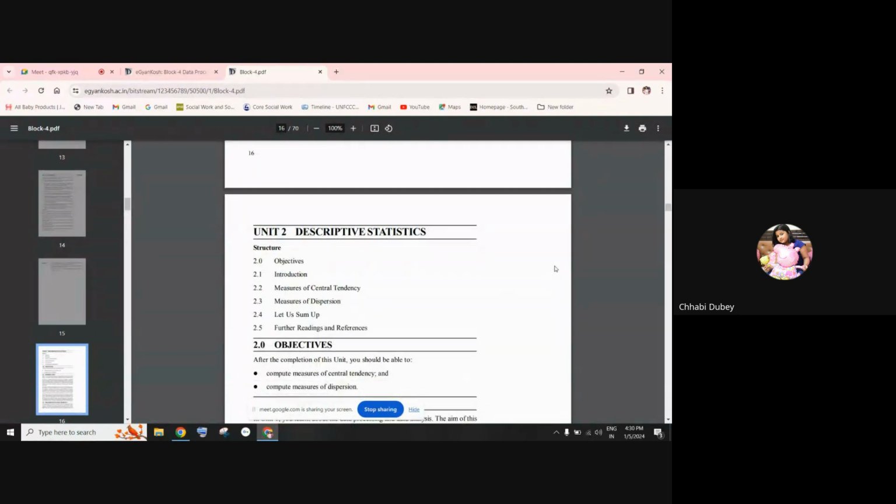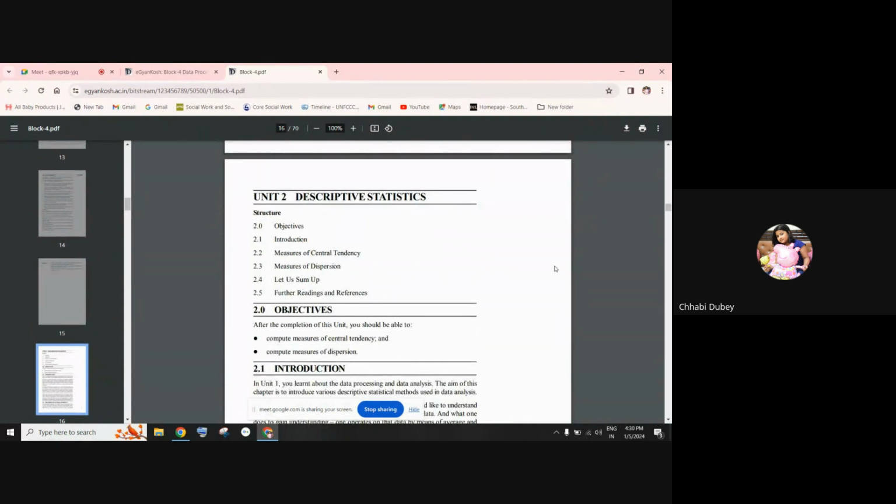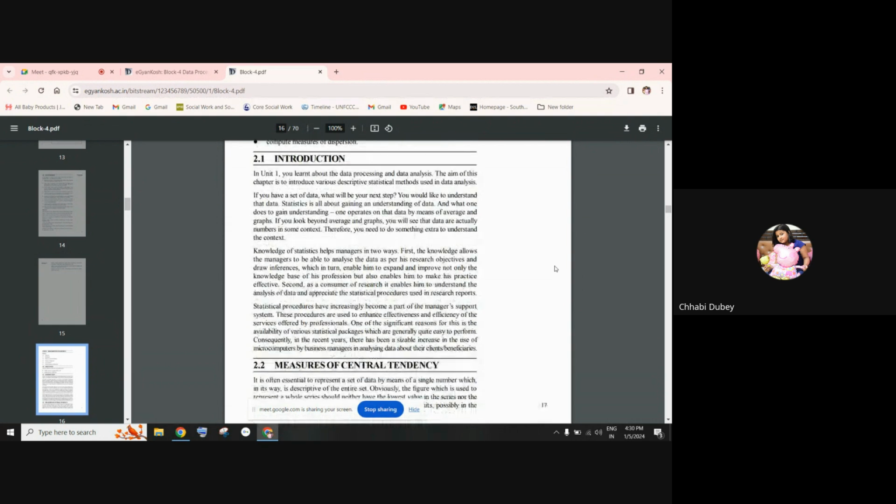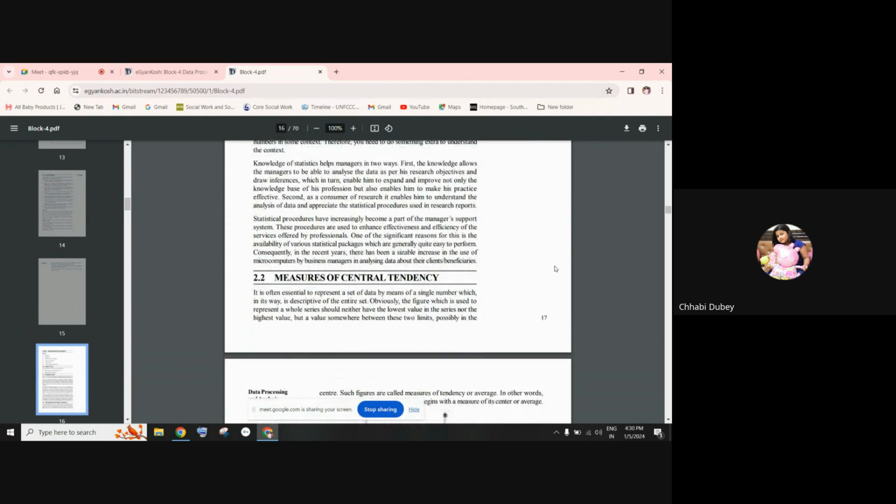After this, we come to the descriptive statistics. Now, in descriptive statistics, we will be discussing two statistical methods. One is the measures of central tendency, and the second is the measures of dispersion. Now, these statistical tools are very important when we are doing the data analysis part. And now we come to the measures of central tendency.